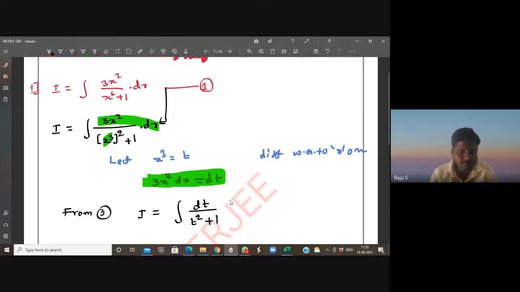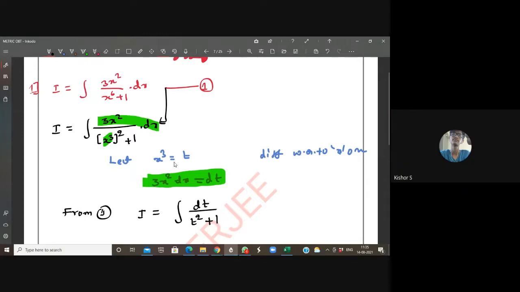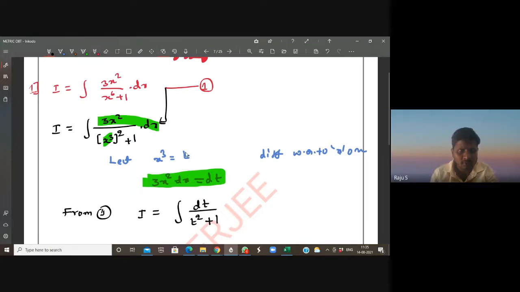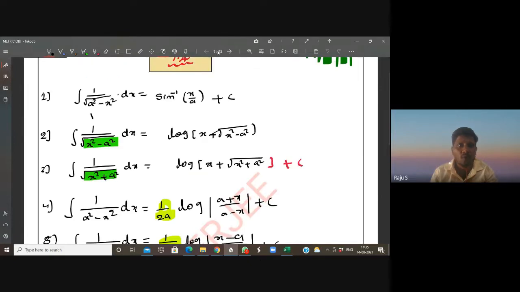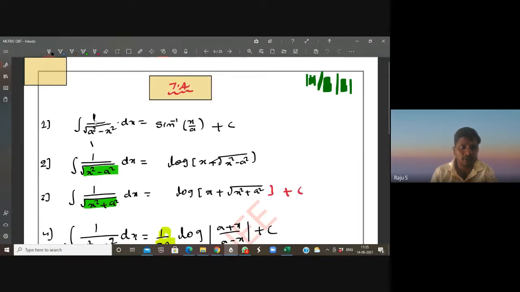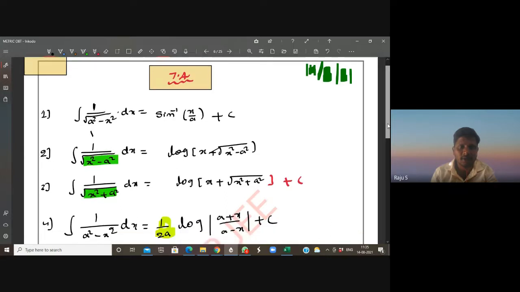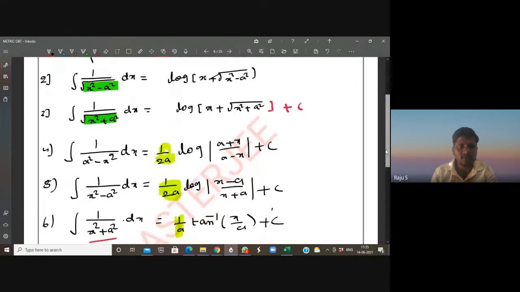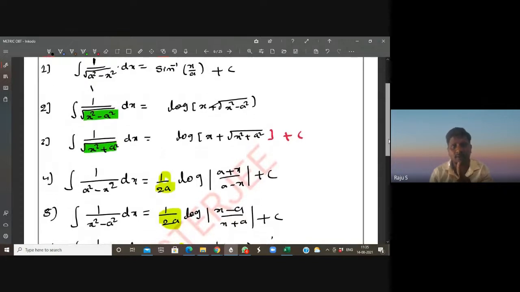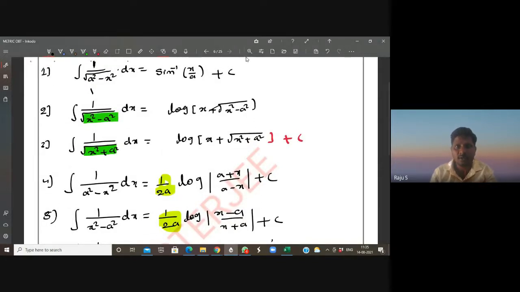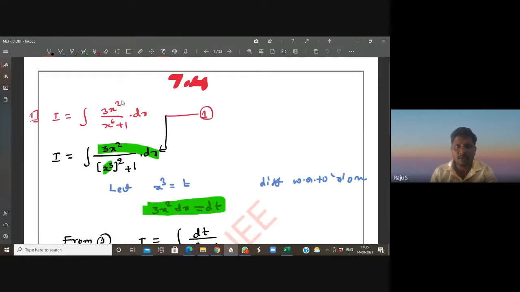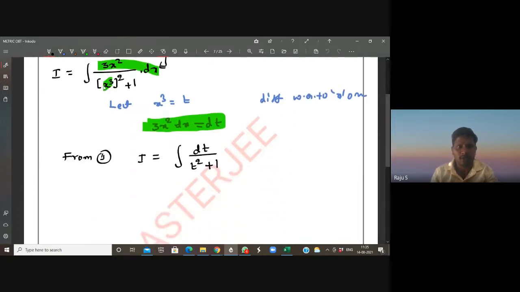Yes, Kishore. Why do we have to substitute? Can't we apply the formula directly? No, we can't apply the formula. What is the formula here actually? The numerator must be 1 in all the standard forms. Do we have any 1 here? No. See, students, in all the 6 formulas, remember that the numerator must be 1. But is the numerator 1 here? No. The numerator is 3x square. We cannot apply it. So I have taken x cube is equal to t, so 3x square dx becomes dt. I have substituted here. Now, clearly, it is in standard form.